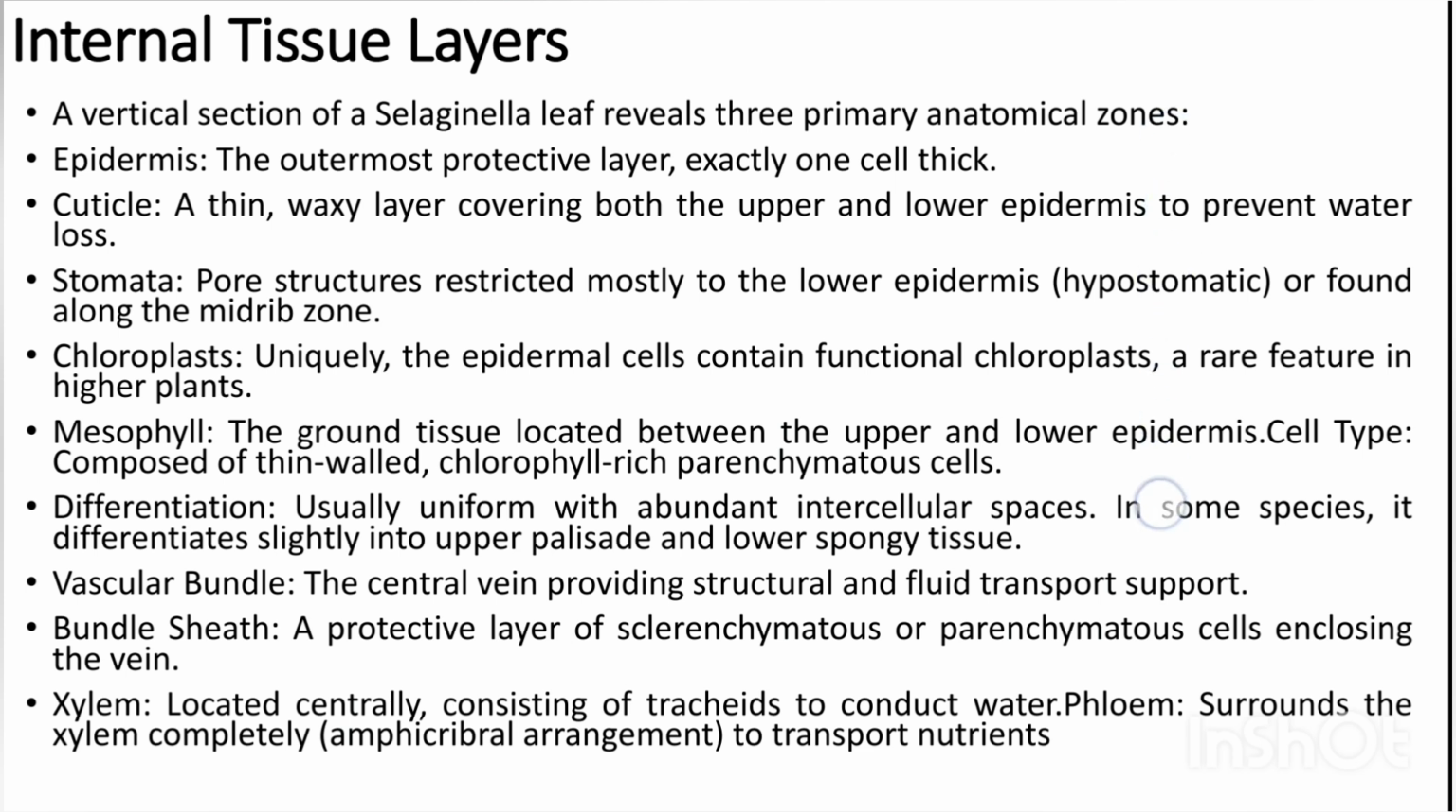So the vertical section of the Selaginella leaf reveals three primary anatomical zones. One is the upper and lower epidermis with a thick cuticle. Stomatal pores are mostly restricted to the lower epidermis, so here it shows hypostomatic condition. Chloroplasts are uniquely present in epidermal cells. Okay, mesophyll: these are ground tissues located between the upper and lower epidermal cells.